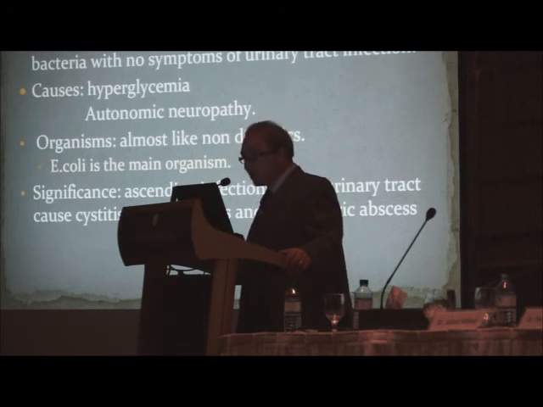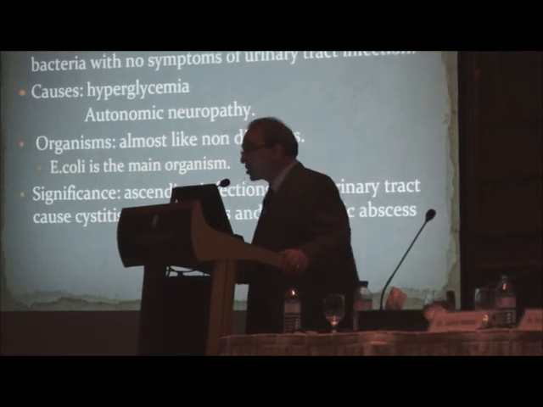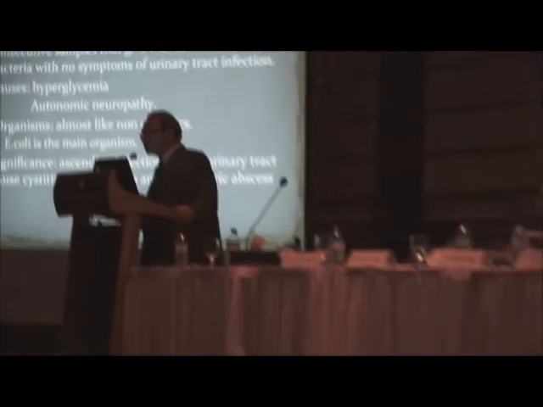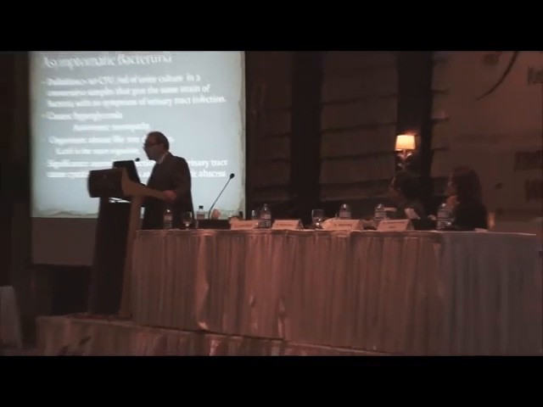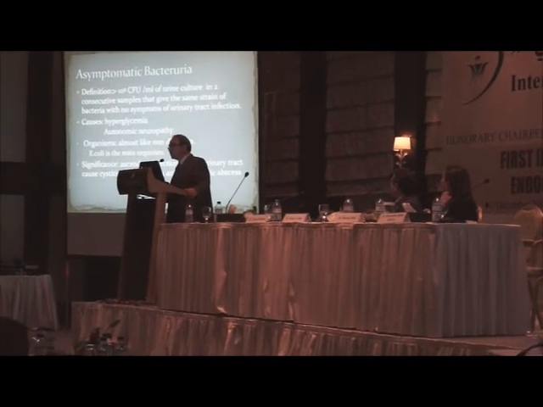Organisms are almost like in non-diabetics. E. coli is the main organism, although other gram-negative organisms are also culprits. What is the significance of asymptomatic bacteriuria? We are concerned with it because it's a potential threat to the urinary tract that can extend upward and cause cystitis, pyelonephritis, or even perinephric abscess.